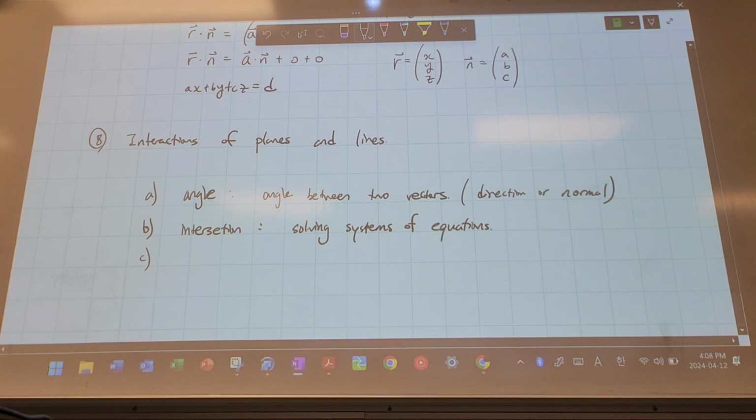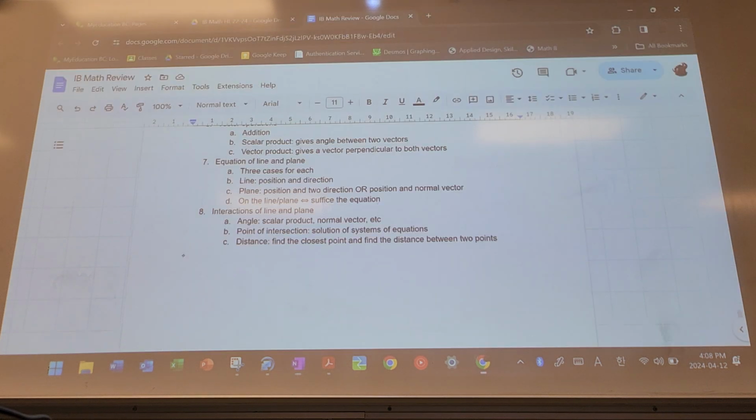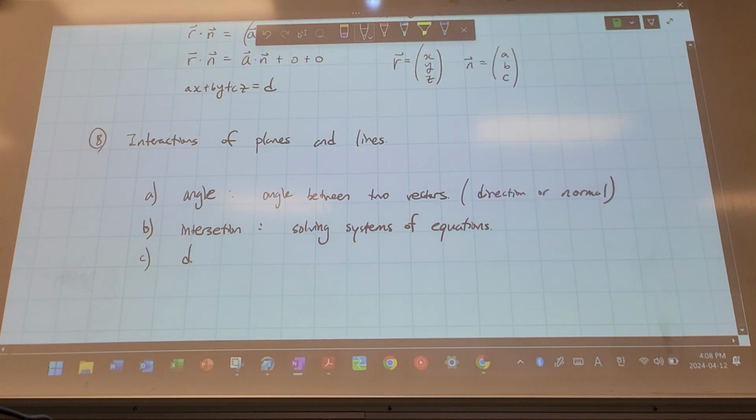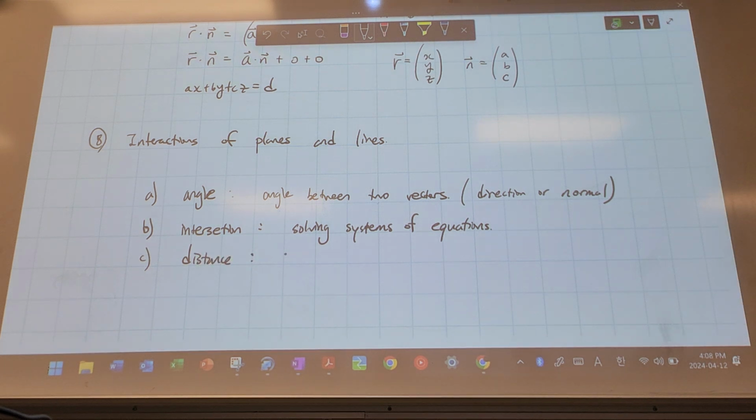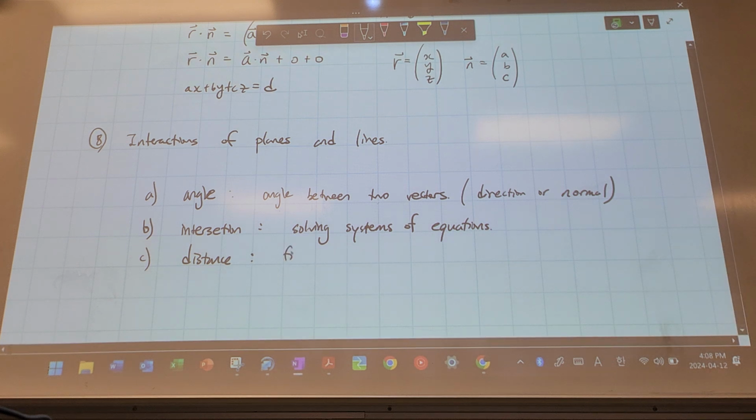Lastly, what's the last one? Distance. For the distance, what you're going to do is find a point, the shortest point, the closest point. Find two closest points on lines and planes, and then you find the distance, right?